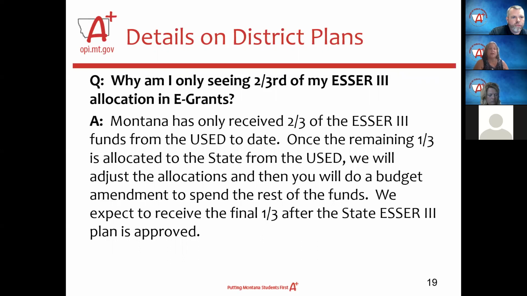Why am I only seeing 2/3 of my ESSER 3 allocation in e-grants? We are getting this question a lot, aren't we, Mindy? People want to know what we did with their money. So Montana has only received 2/3 of the ESSER3 funds from USAID to date. So that's why if you actually were to do the math, you'd see that you are short a third currently. So once the remaining third is allocated to the state from USAID, we will adjust the allocations, and then you will do a budget amendment to spend the rest of the funds in e-grants.